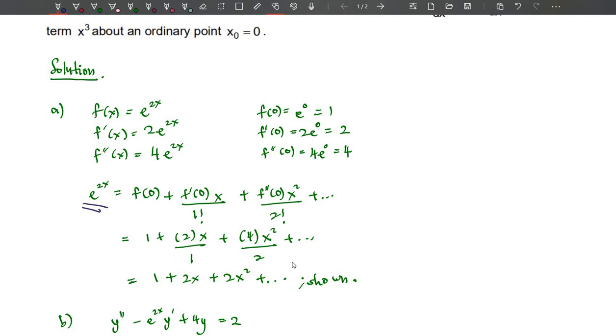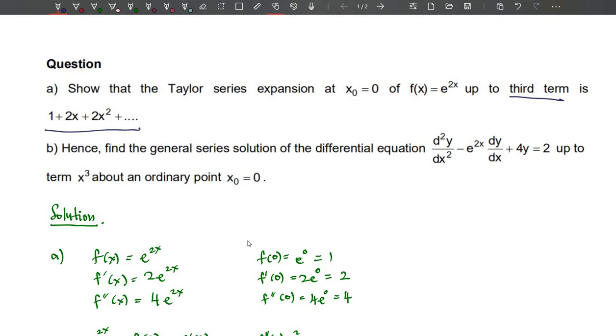Just simplify where needed, which is this part. It will be like this. Simplify the 2. And thus, we have this equation: 1 plus 2x plus 2x squared plus until infinity, which proves that this statement is true.